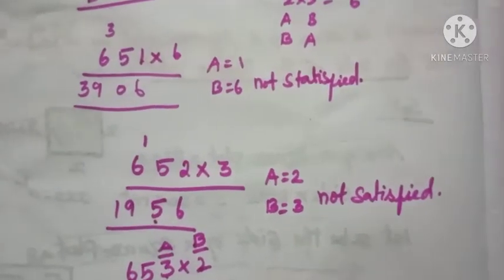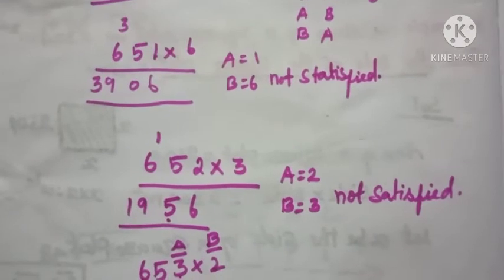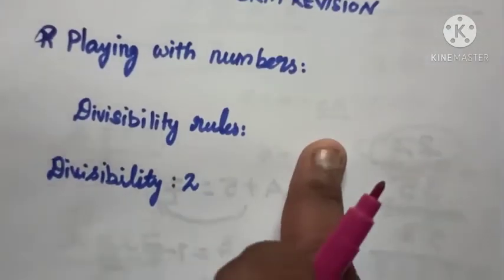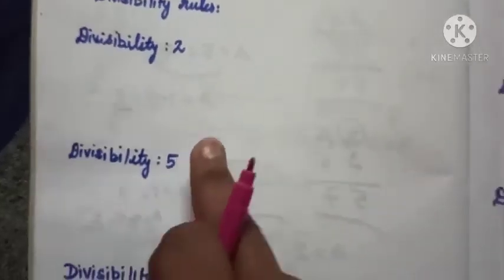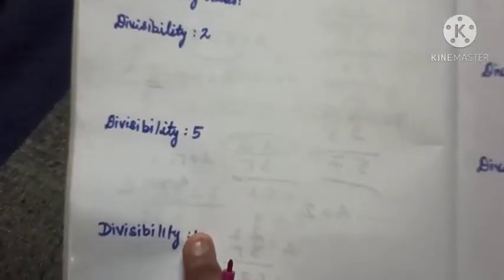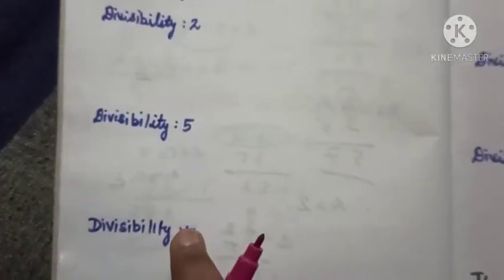Now we move on to properties of the divisibility rule. Today we are discussing the divisibility rules for 2, 5, and 10. This 3 we need to find out by comparing the unit digit.